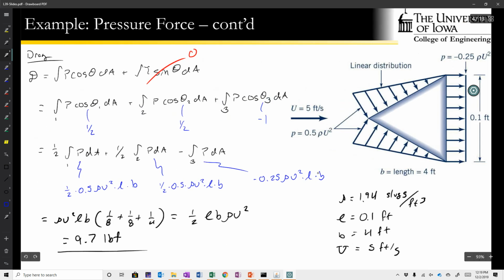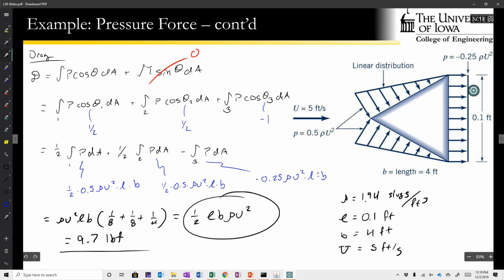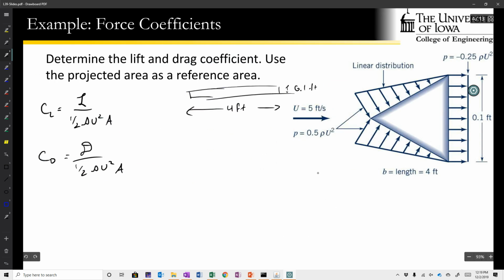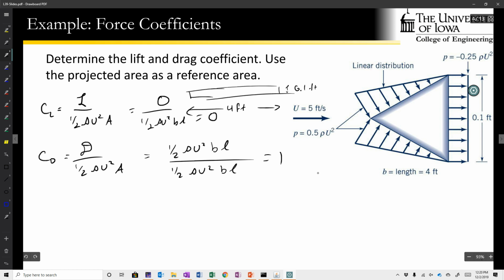We don't actually need to use any numbers. What did we get over here for drag? The total drag is equal to 1/2 rho u squared times L times B. And we remember that the lift is equal to 0. So it's going to be 1/2 rho u squared times B times L over 1/2 rho u squared times B times L, equal to 1. And the lift coefficient, 0 over 1/2 rho u squared BL, equal to 0. Congratulations, we've just calculated lift and drag for Tesla's new paper.